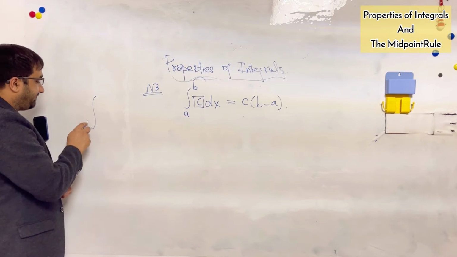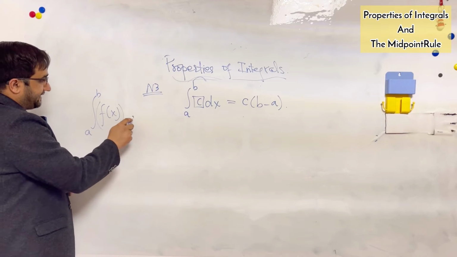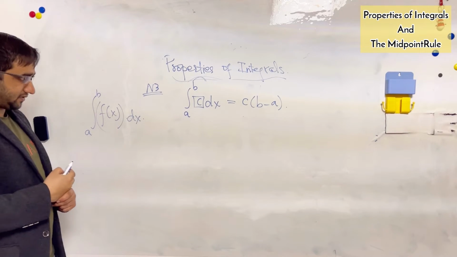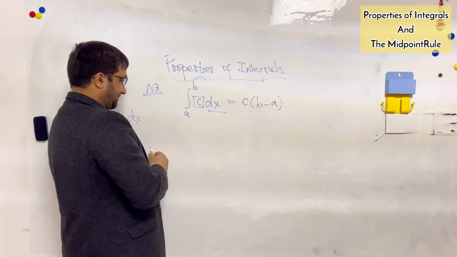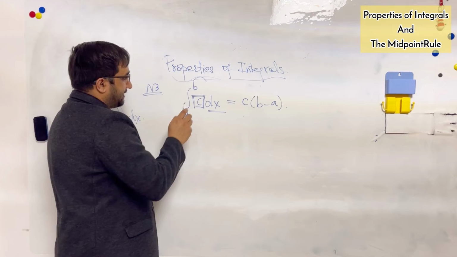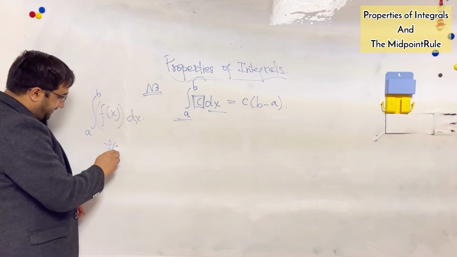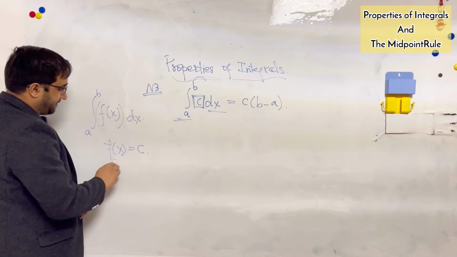We know that if we write an integral, there will be an f of x and a dx. So I have a dx here, I have the integral, and this is c, which is a constant. So it means I have a function f of x, but it is a constant function.